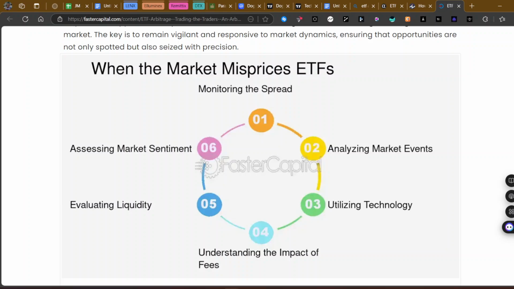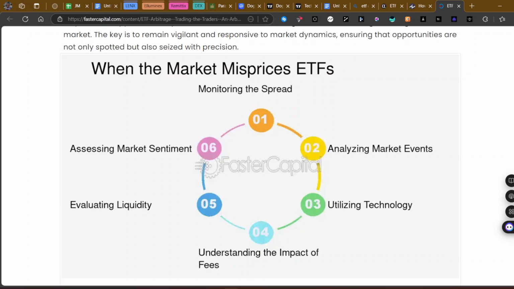To execute ETF arbitrage successfully, you need to have the right tools. Real-time market data is essential. So make sure you have access to a trading platform that provides this information instantly. Many professional traders use platforms like Bloomberg or Reuters for high-quality data feeds, but even retail traders can access these tools through their brokers.